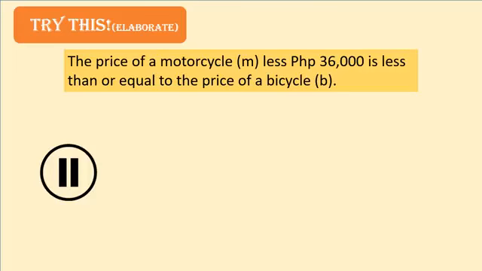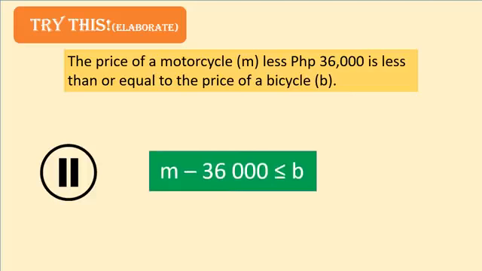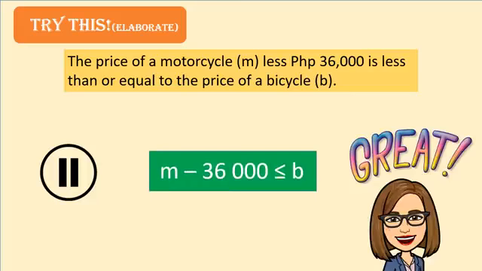Are you done? Okay, let us check your answer. For this given real-life example of linear inequality in two variables, its mathematical translation is... Great job! You get it right. It is m minus 36,000 less than or equal to b. So why is it? First and foremost, let us follow the three steps.